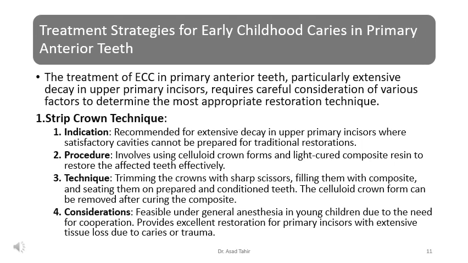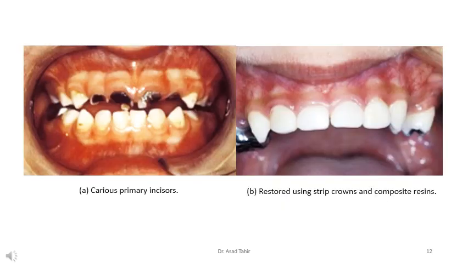Considerations: feasible under general anesthesia in young children due to the need for cooperation. Provides excellent restoration for primary incisors with extensive tissue loss due to caries or trauma. A. Carious primary incisors affected by dental caries, leading to decay and potential loss of tooth structure. B. Restored using strip crowns and composite resins to give an aesthetically pleasing result.